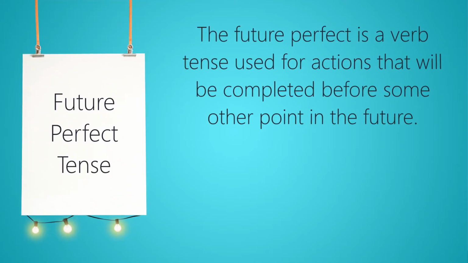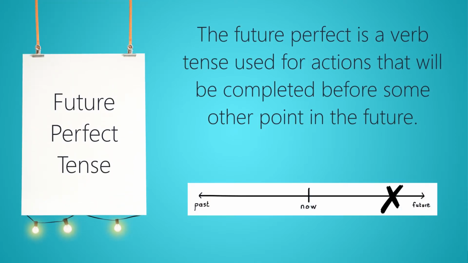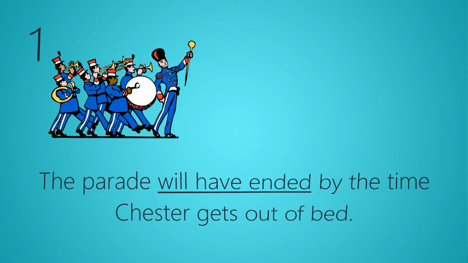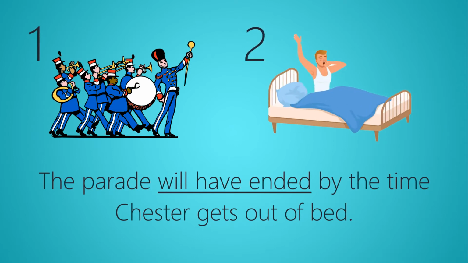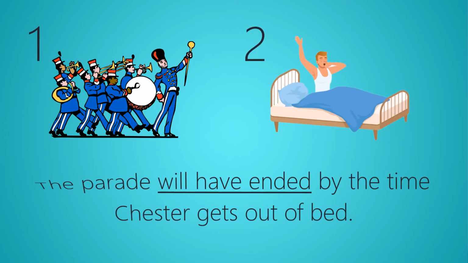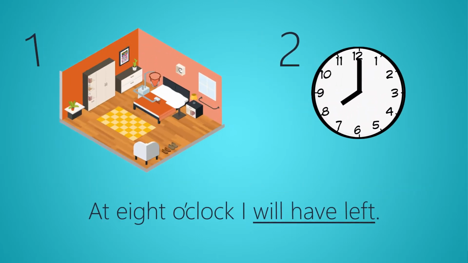The future perfect is a verb tense used for actions that will be completed before some other point in the future. For example, the parade will have ended by the time Chester gets out of bed. At 8 o'clock, I will have left.